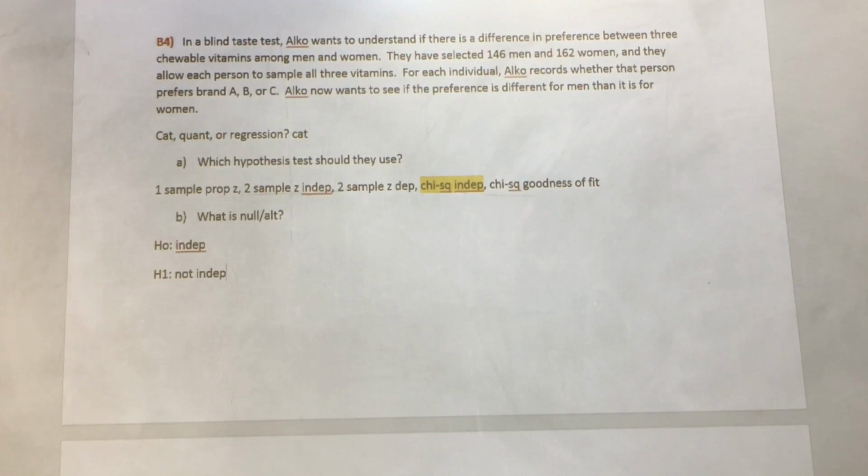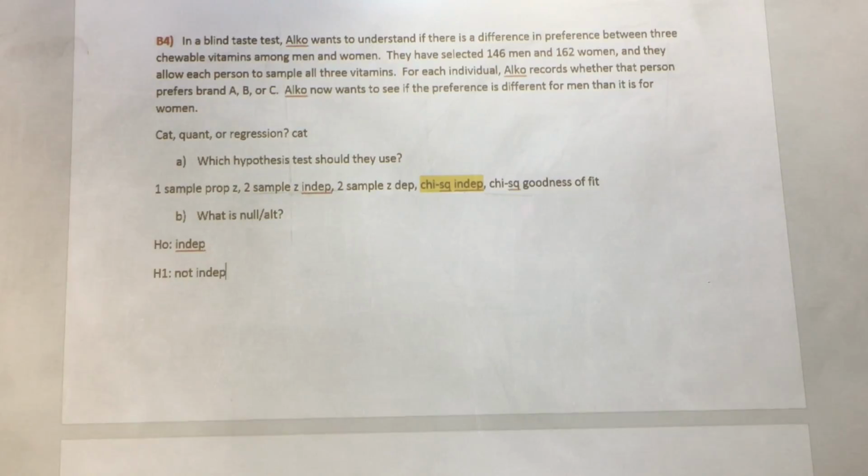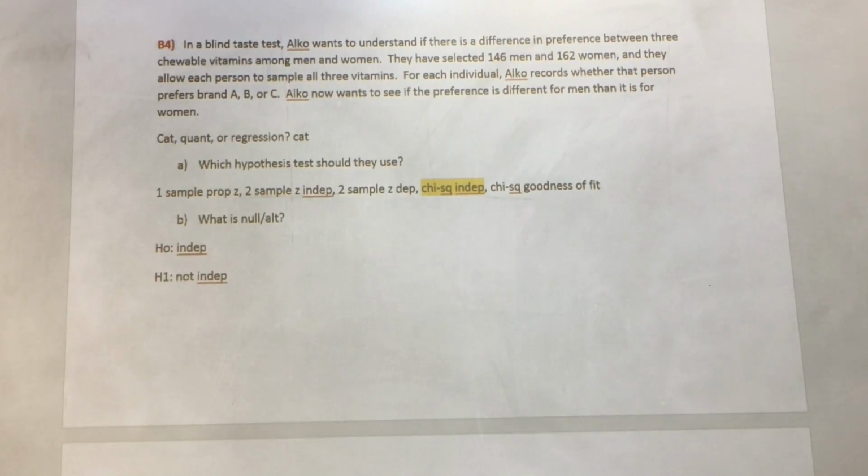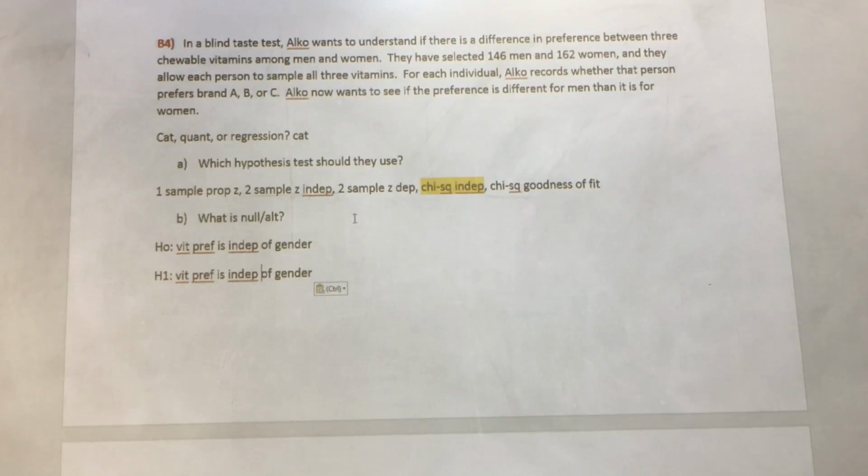Okay, now I would like you to be a little bit more specific. That's the general thing, but let's be a little bit more specific. What's independent of what? So vitamin preference is independent of gender, and the alternate will be exactly the same, except for what's the difference? Not independent of gender. Okay? All right.